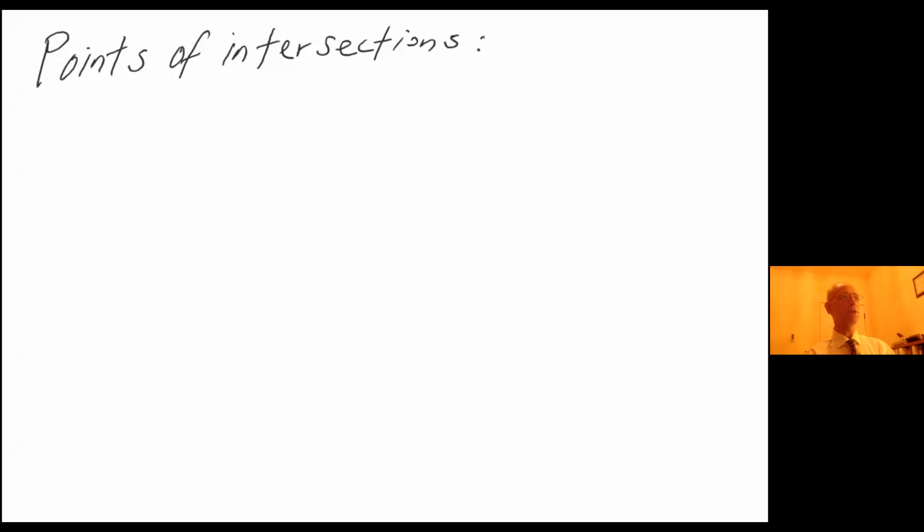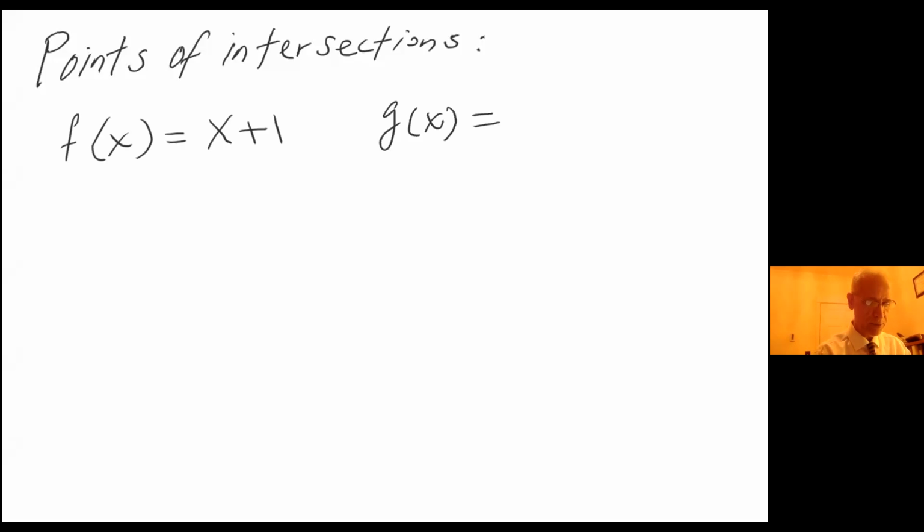Let's talk about points of intersection. Suppose you have two linear lines, let's say f of x equals x plus 1, and g of x, another line, equals minus x plus 3. Notice that the slope of f is positive, the slope of g is negative, so they're going to intersect at some point. And we want to find out at what point they are intersecting.